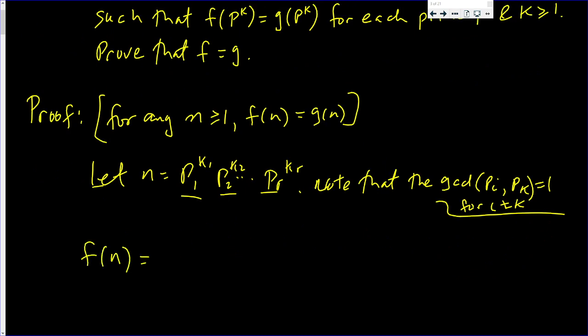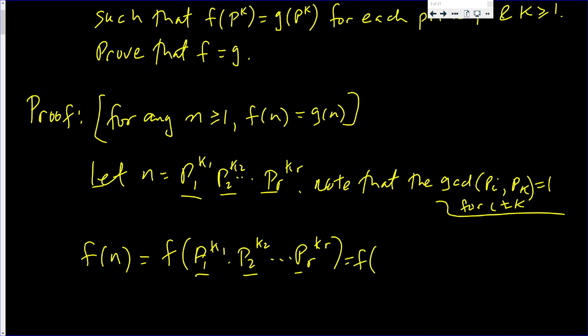f of n is equal to f of p1 to the k1 times p2 to the k2 all the way to p sub r to the k sub r. But f is a multiplicative function, and these are relatively prime. So this is equal to f of p1 to the k1 times f of p2 to the k2 all the way down to f of p sub r to the k sub r.